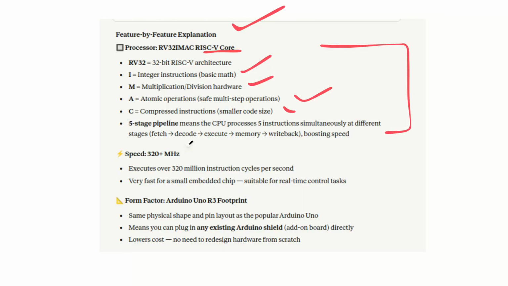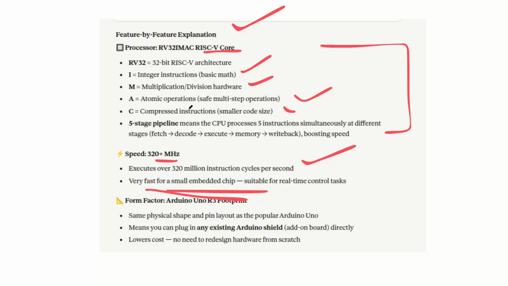Fine. Now the speed is 320 plus megahertz, that is, it can execute over 320 million instruction cycles per second. That is what it means, that is speed. It is very fast for a small embedded chip. 320 million instruction cycles per second it can execute, that is the speed.